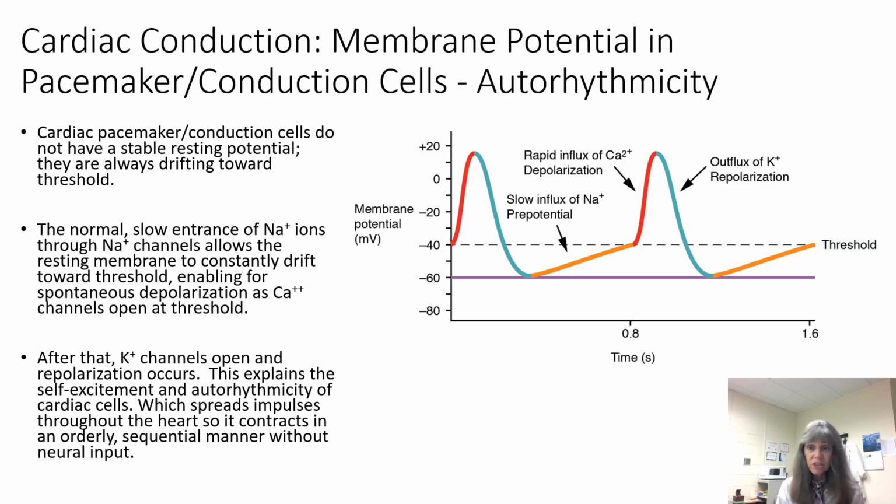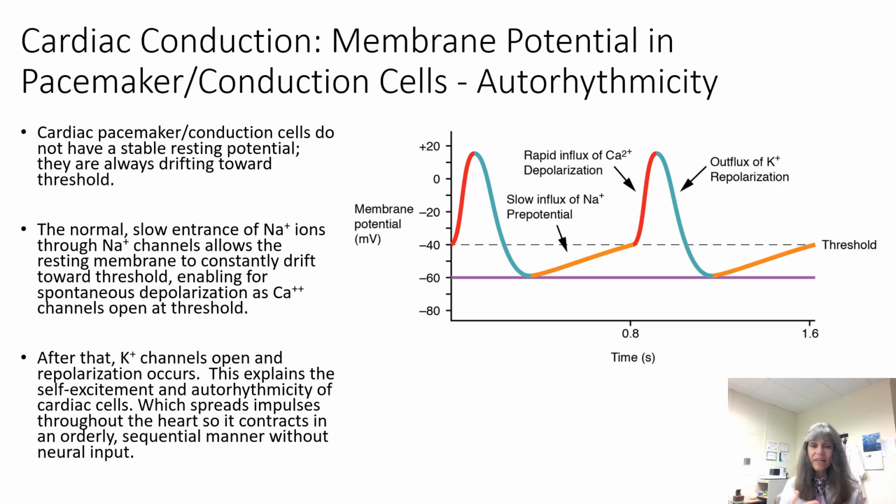Once that depolarization has reached its peak, the calcium voltage-gated channels will close and potassium voltage-gated channels open, allowing for positive potassium to go back out, repolarizing the membrane down to about negative 60 millivolts. It doesn't stay there though. It continues to drift towards threshold because of those sodium channels that allow sodium to leak in slowly, taking the membrane from negative 60 to threshold at negative 40 millivolts.